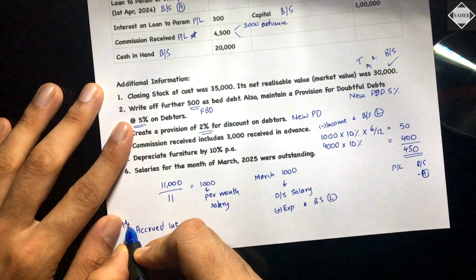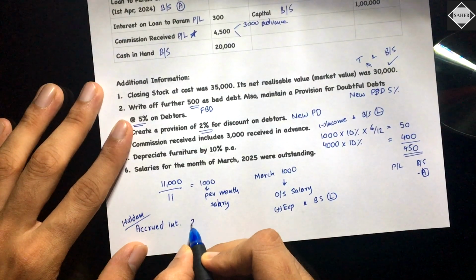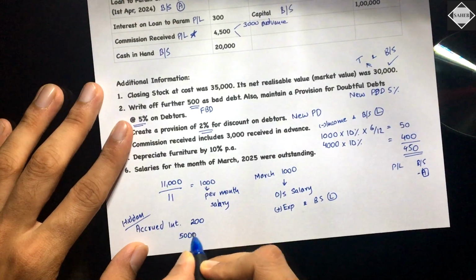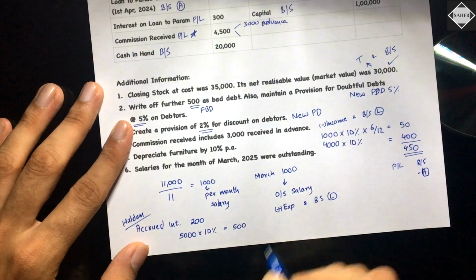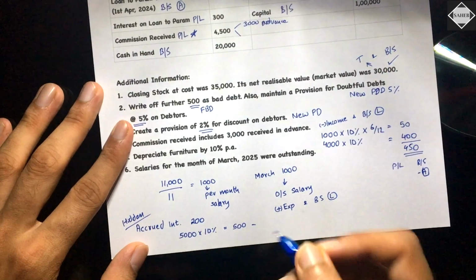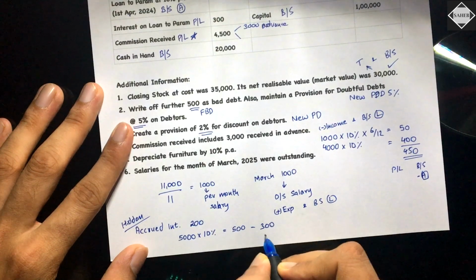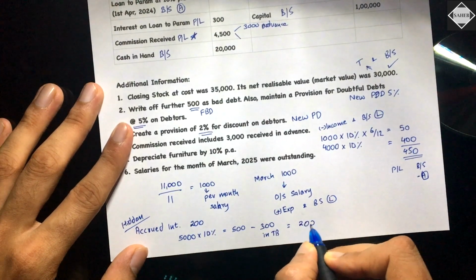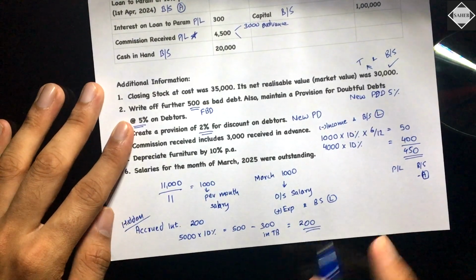This is a hidden adjustment. Hidden accrued interest. How much? It is 200. How did I get to know it's 200? Really simple. 5,000 into 10% I calculated. It came out to be 500. But understand how much is there in the trial balance. In the trial balance 300 is already there, recorded. What is not recorded? 200 is not recorded. Do you understand?